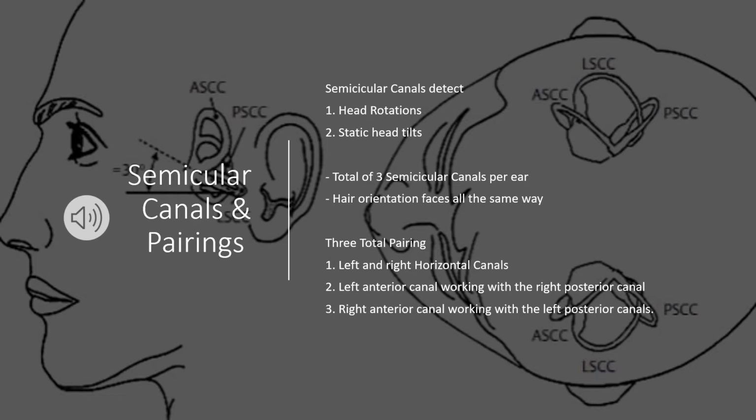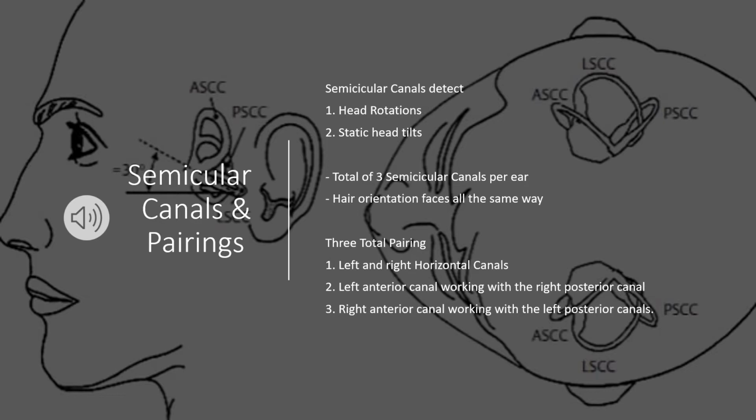This brings up the idea of pairings. These pairings occur between the left and right side of the head so that orientation can be made known by way of the organs polarizing or hyperpolarizing. In total, there are 3 pairs between the left and right side of the head.